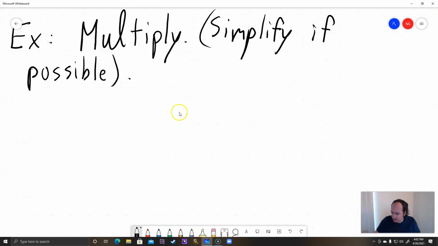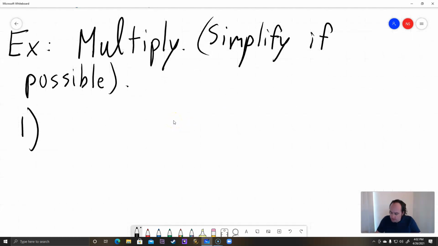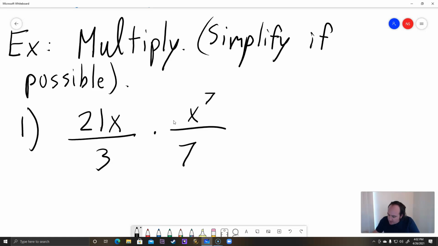For our first example, example number 1, we're going to be multiplying 21x over 3 times x to the 7 over 7x squared. Once again, like I was saying above, you multiply straight across. That means you multiply the numerators and you multiply the denominators separately, and then you simplify.